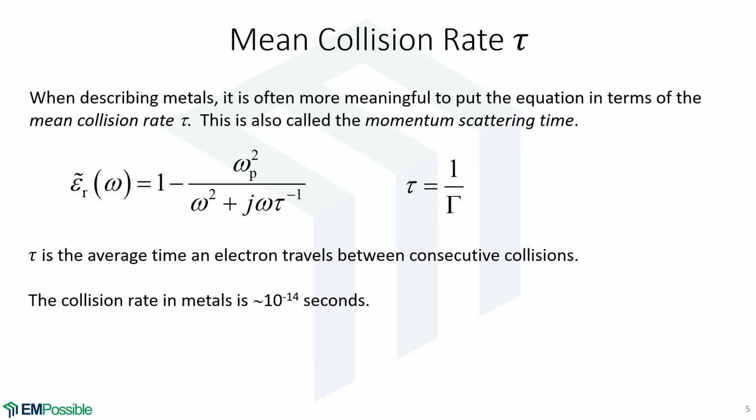And so for metals, that becomes more meaningful. But in terms of how it's used in the equations, it's just 1 over the gamma term that we were using for dielectrics. To give you an idea of numbers, in metals, the collision rate is on the order of 10 to the minus 14 seconds. So that's a very quick amount of time.